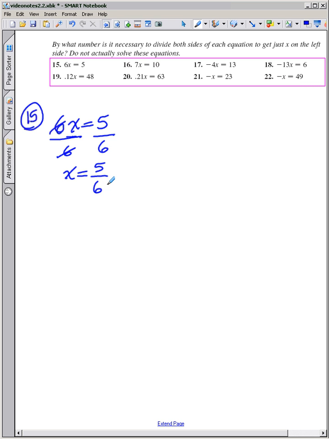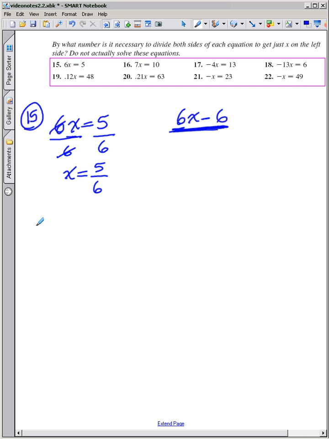I see a lot of students confusing this and wanting to subtract 6, but remember that 6x minus 6 can't be simplified, right? There's nothing that I can do to combine those, so it would not help me to get the x by itself. I've got to undo the multiplication. The only thing that will undo that is division.